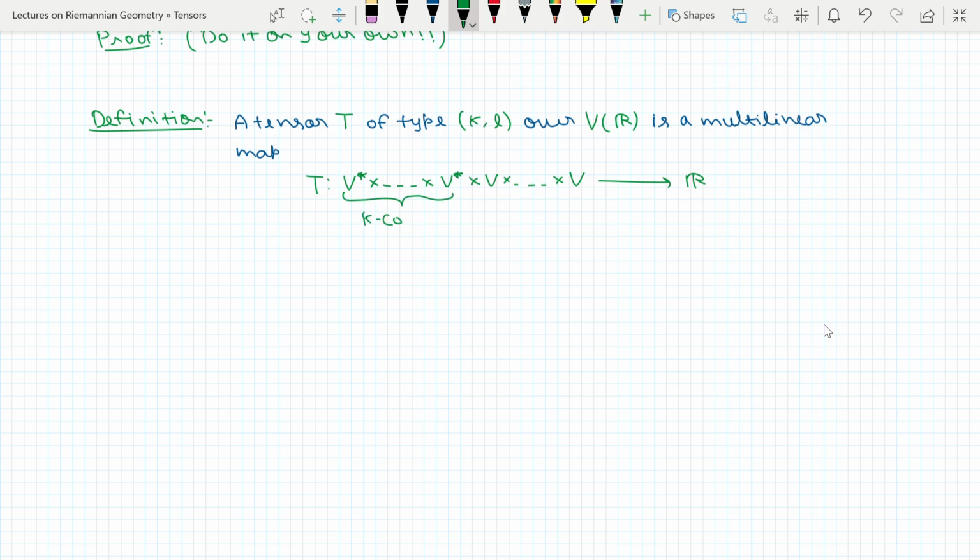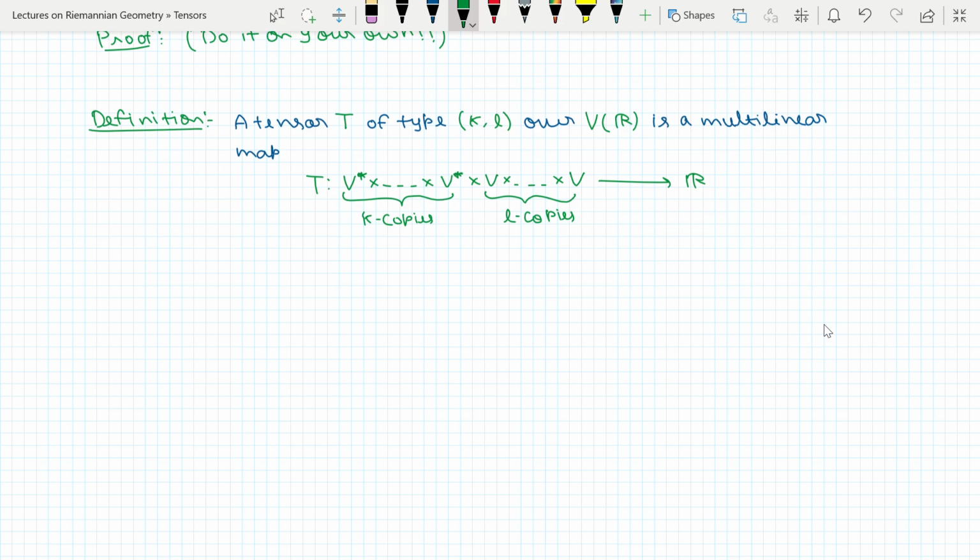So here I have K copies of V star and L copies of V. Now you might say, can we take the product of the vector space V first and later the product of V star? Of course you can. And this is a convention.